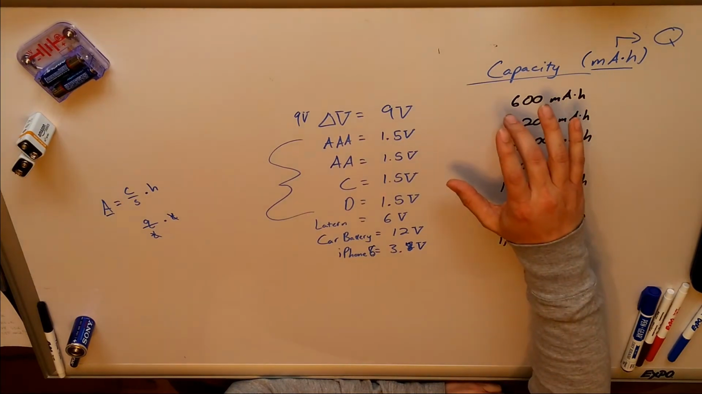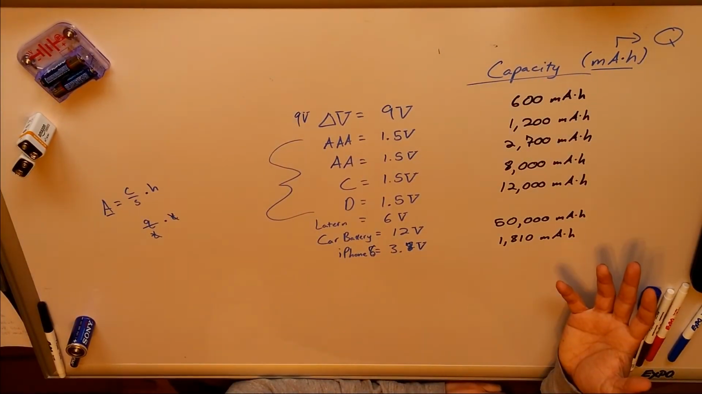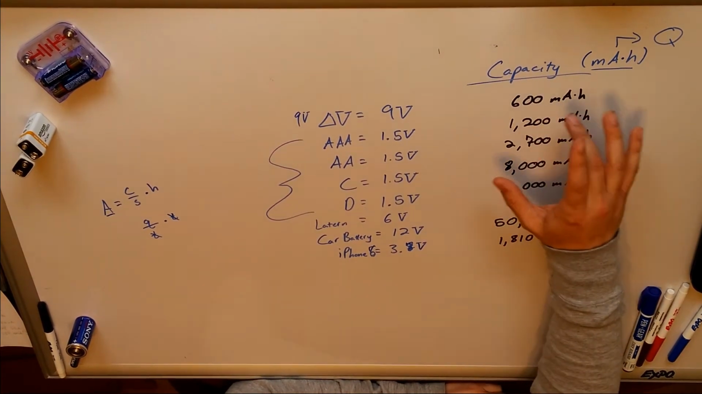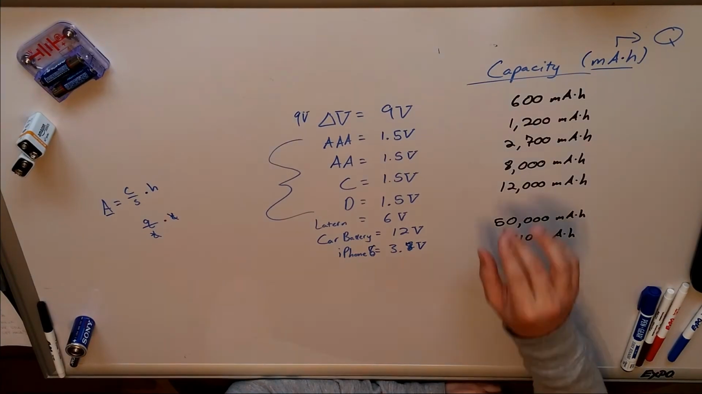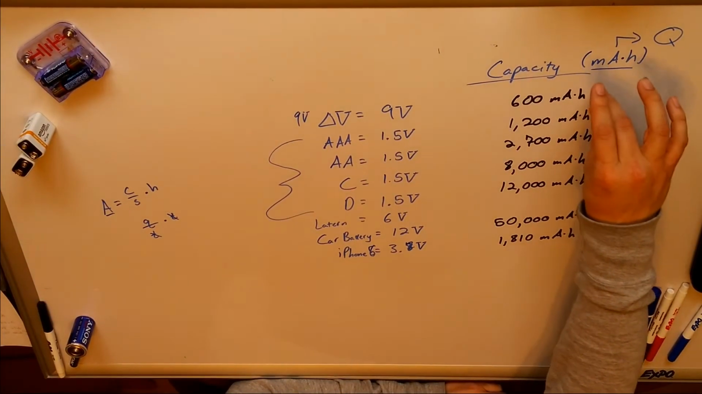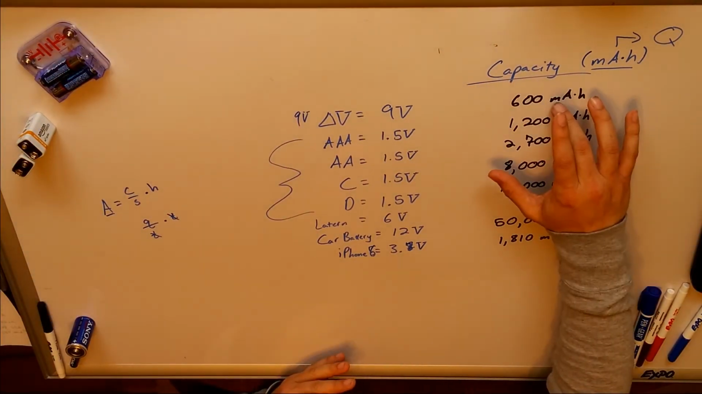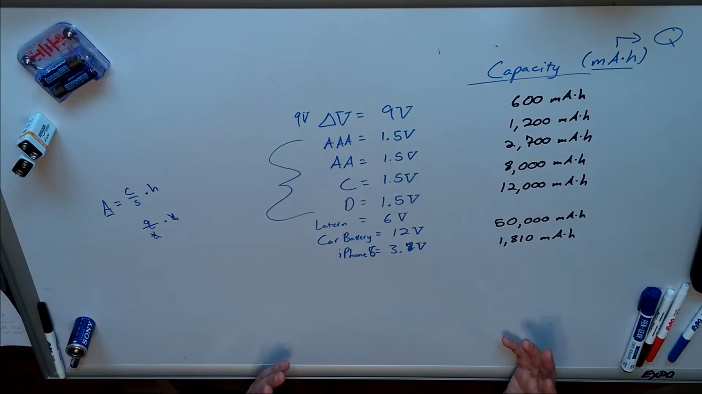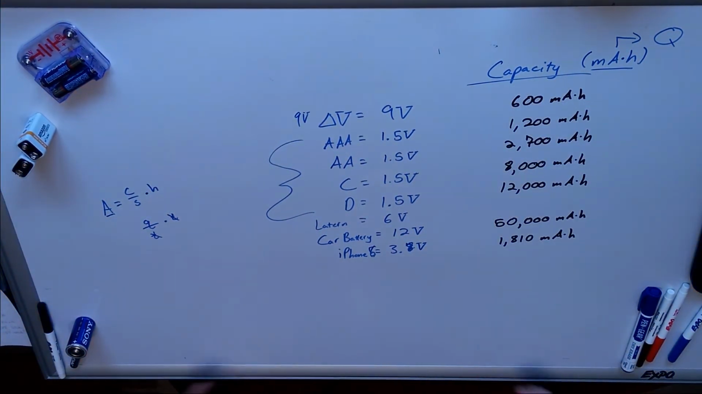Or if you're pulling 1,200 milliamps, it will last for half an hour. If you're pulling 300 milliamps, it will last for 2 hours. Or if you're pulling 1 milliamp, it will last for 600 hours. You can work with this milliamp times hour, where the two of them together, whatever current you're drawing, times however many hours you get, will come up to pretty much the total capacity there.